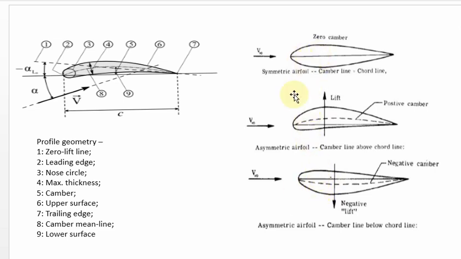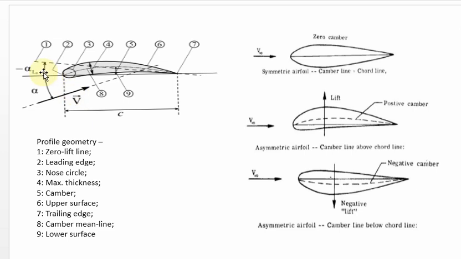So for symmetrical aerofoil and cambered or asymmetrical aerofoil, here again you come to this picture. I want to add one more term, that is called zero lift line, point number 1. You are familiar with the chord line and the camber line. The chord line is nothing but the line joining the leading edge and the trailing edge, and the camber line exactly divides the aerofoil into two equal parts.